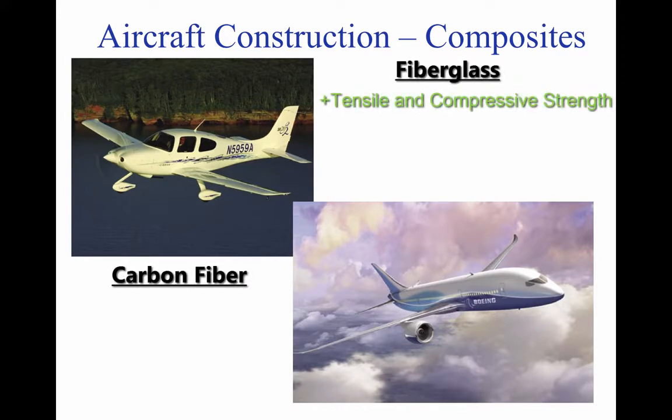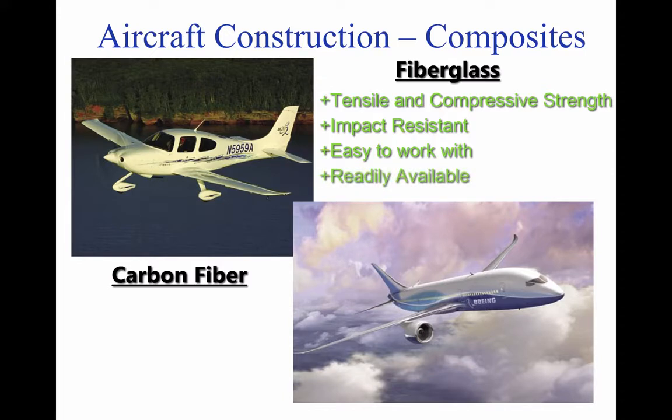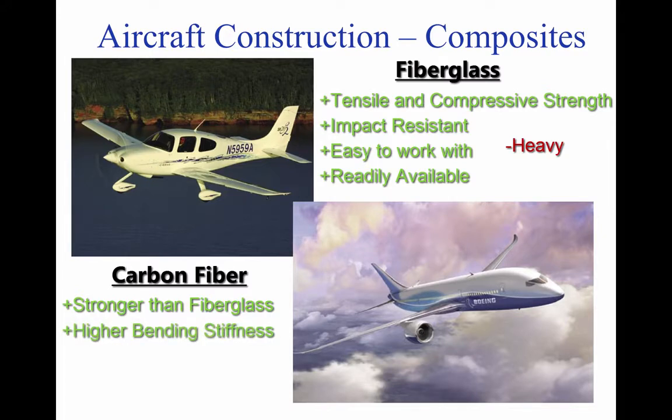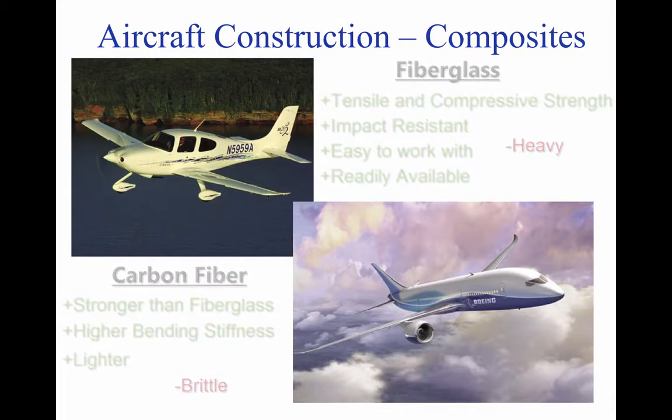Fiberglass has good tensile and compressive strength, good impact resistance, is easy to work with, and is relatively inexpensive and readily available. Its main disadvantage is that it is relatively heavy and it is difficult to make a fiberglass load-carrying structure lighter than a well-designed equivalent aluminum structure. Carbon fiber is generally stronger in tensile and compressive strength than fiberglass and has much higher bending stiffness. It is also considerably lighter than fiberglass. However, it is relatively poor in impact resistance. The fibers are brittle and tend to shatter under sharp impact.